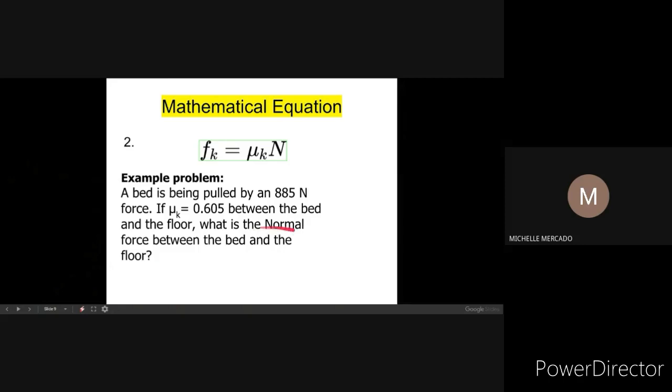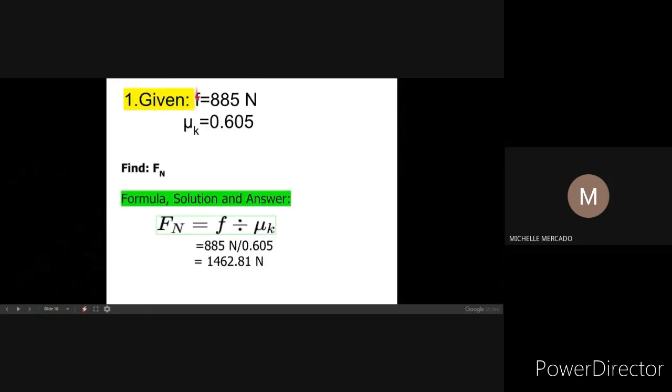So again, in order to find the normal force, we're going to what? So we're going to divide the kinetic friction by the coefficient of kinetic. Okay, so given force natin is 885 Newton. The given coefficient is 0.605. Then we're going to find the normal force by using the triangle or by reassembling the formula. So we're going to use this one.